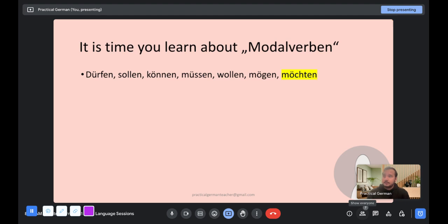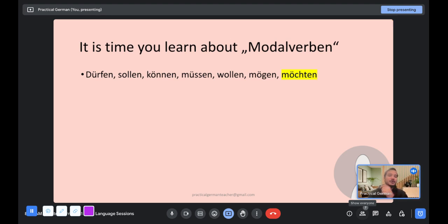Dürfen, sollen, können, müssen, wollen, möchten. So you can say möchten. I'm not going to fight with you, but if you live in my city, we will say möchten. We are from the same cities, so it's möchten for me as well. I have seen some people use it, because when you use it in past tense, you have to say mochte. Then it becomes a problem.